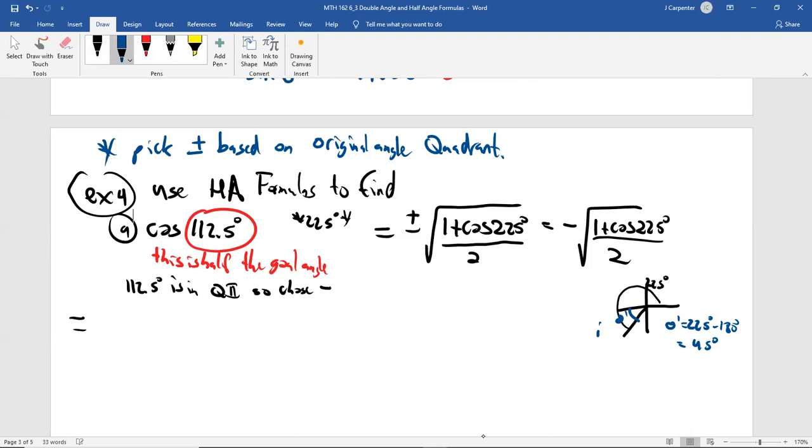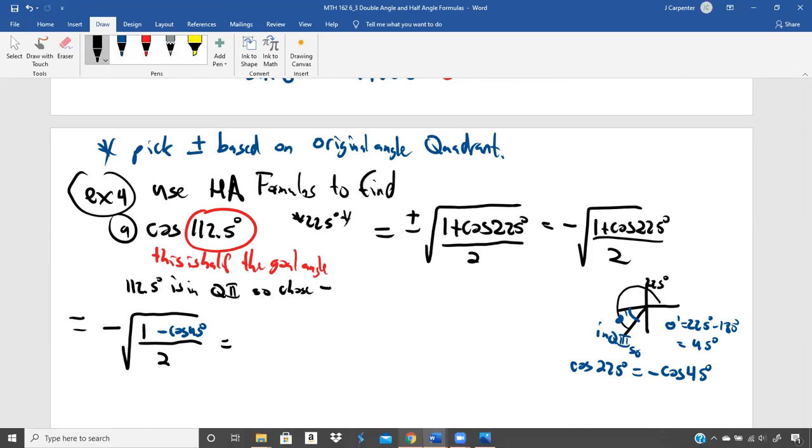So this is in quadrant 3, so we just choose the negative. The cosine, that looks like SOS, doesn't it? The cosine of 225 degrees should be the negative of the cosine of 45 degrees. Now I'm going to come back to the original formula. So this is equal to negative square root of 1 plus cosine of 225, which is now 1 minus cosine of 45 degrees, then all over 2.